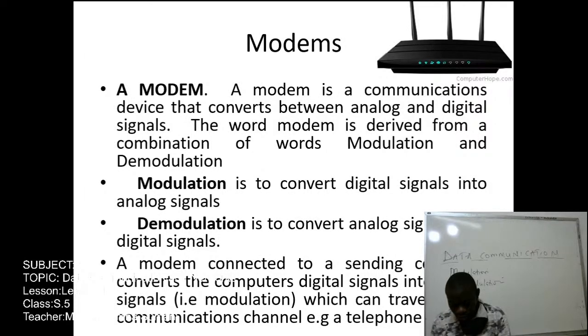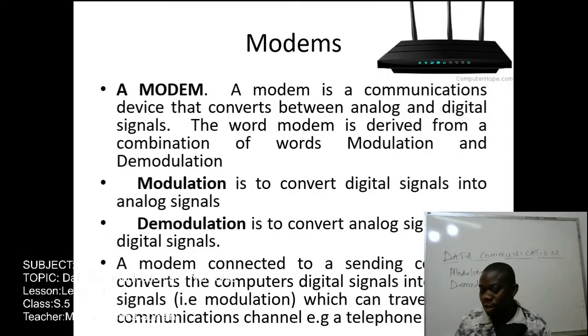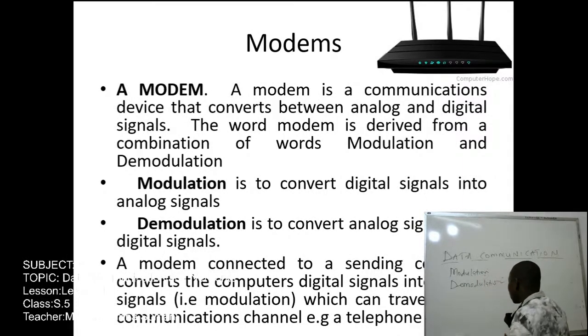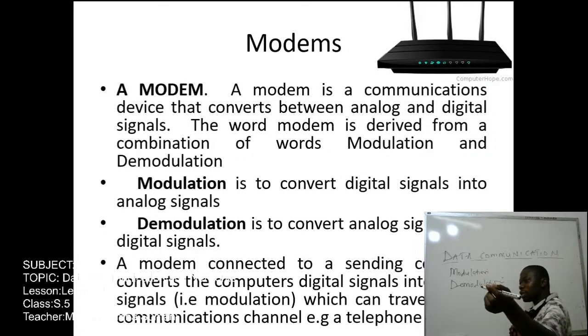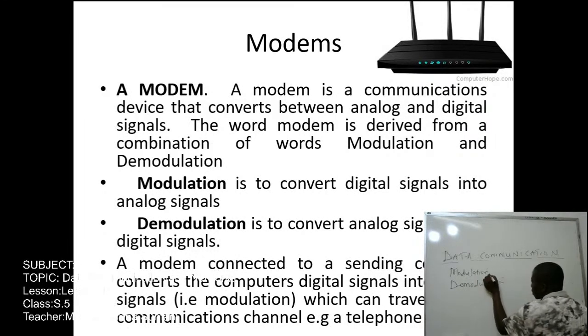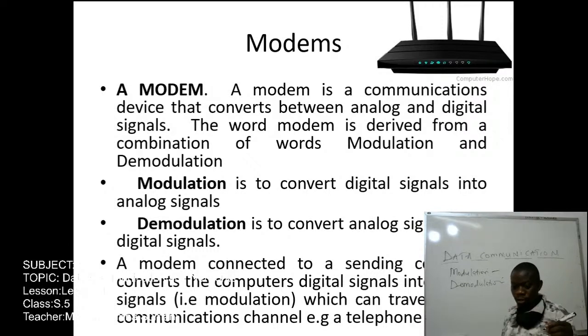What is modulation and what is demodulation? Modulation is all about converting digital signals into analog signals. We agree that communication devices help in the process of changing what is going to be transferred into a format that is suitable for the channel. So during the modulation process, a modem converts digital signals to analog so that they can pass through the channel.